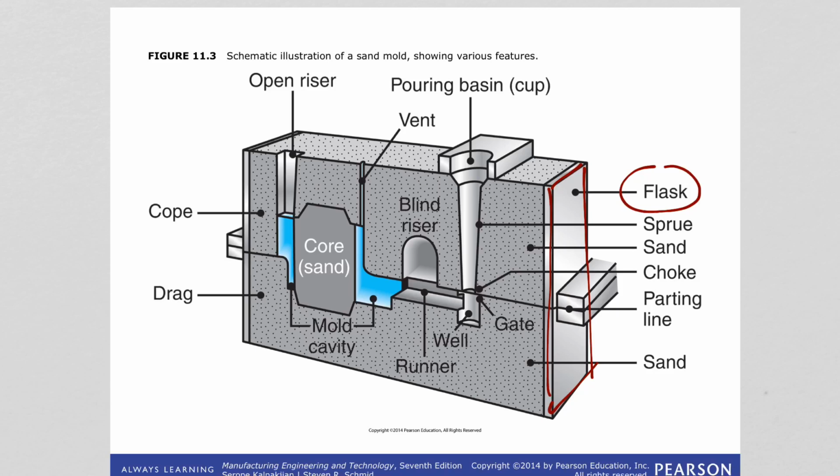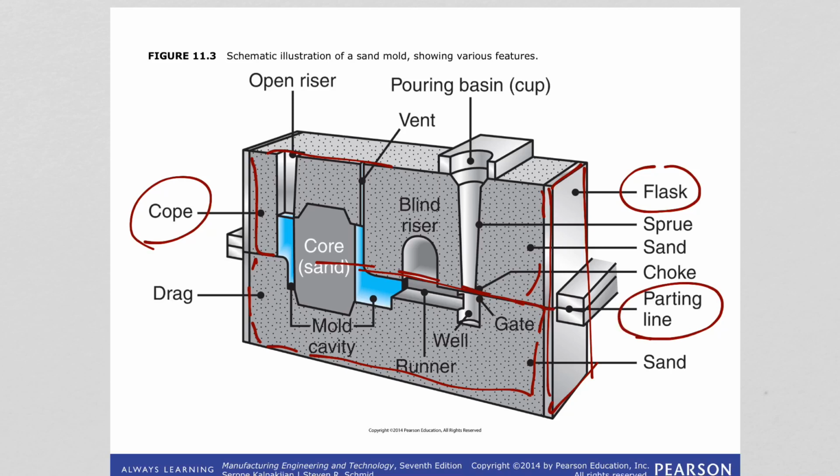And the mold will have two pieces. Cope on top, this one, right? And then drag on the bottom. And the seam between cope and drag is the parting line. There is a pouring basin, and that is also called the cup.